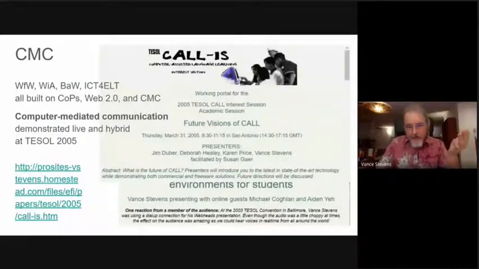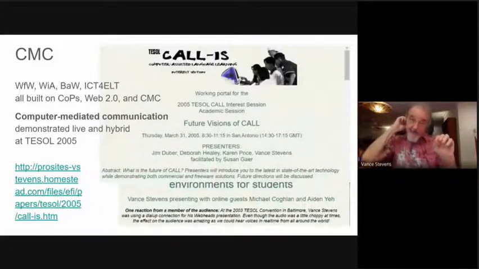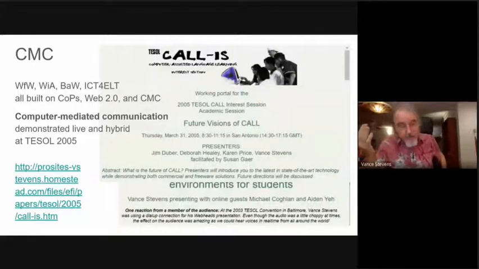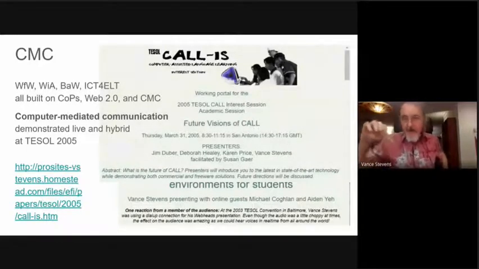Okay, so these groups, Writing for Webheads, Webheads in Action, Becoming a Webhead, ICT for ELT, they're all built on communities of practice, Web 2.0 and computer mediated communication. So what, I'm sure you're familiar with Web 2.0. My first writing for Webheads website was a Web 1.0 site. I had to take the posts, put them online, take the student writing, put it all up there. You can see all that if you want, if you go and visit the site that I showed you. So you can see what they wrote, you can see how we interacted with each other.